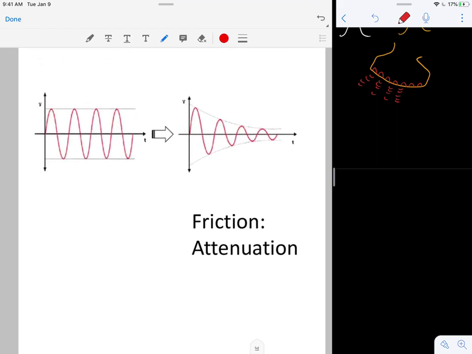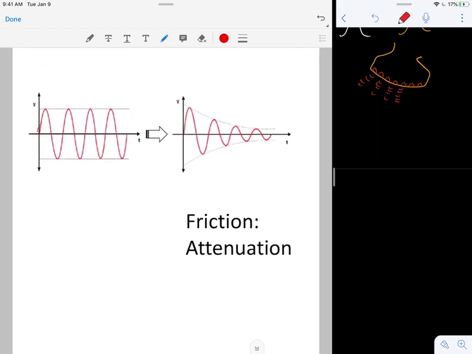Something else about waves is that waves don't last forever. Ideally, you imagine that a wave goes on forever, but the truth is, because of friction, waves tend to die down. So another concept is the fact that a wave's height decreases with time, and this is called attenuation.